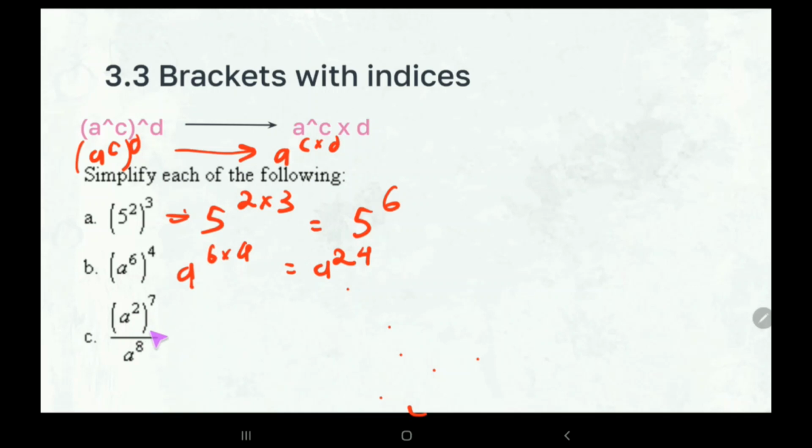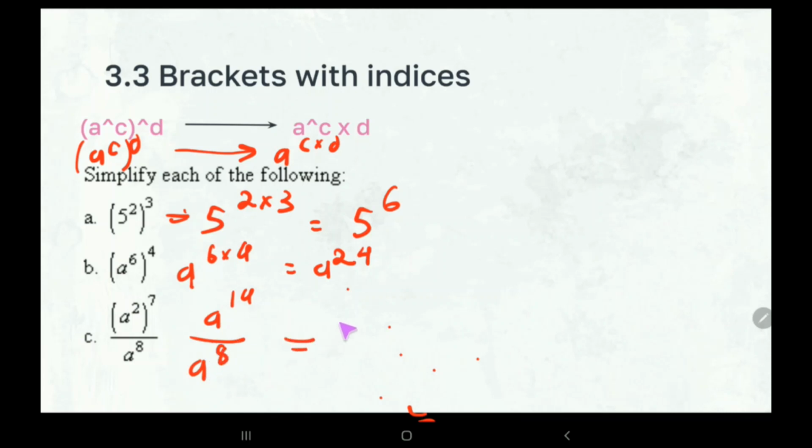Okay, so in this example, in the top one we have the same as previous, but we also have over. At the same time we have division. So what we will do is, it's easier to do the brackets first. So a squared to the power of 7, which is a to the power of 14, and then a divided by a to the power of 8.